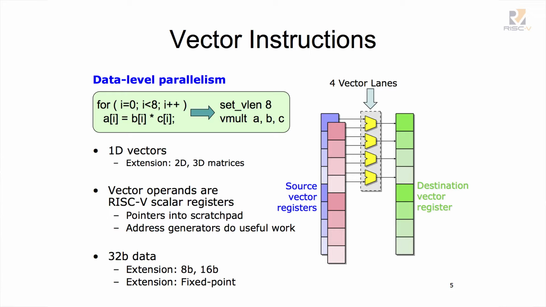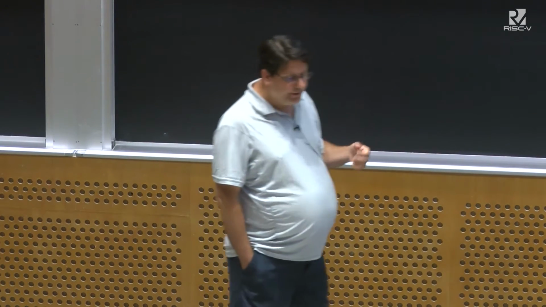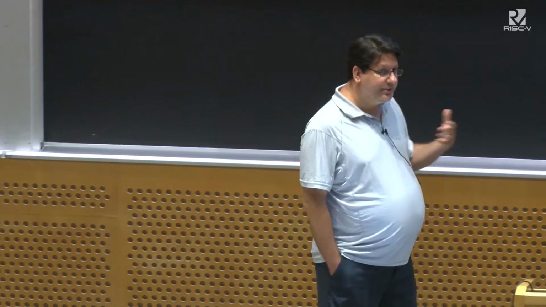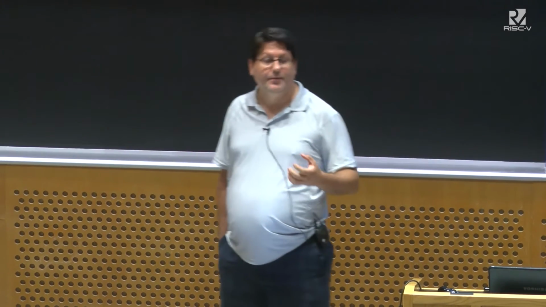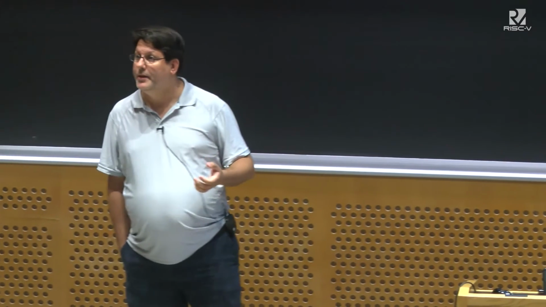In our case, they're just going to be scalar registers in the RISC-V, and they're going to contain pointers into the scratchpad. So the pointer is the starting address of the vector. This allows us to use the scratchpad very flexibly. We can have any number of vectors starting at any address of any length, and there are no restrictions in the ISA on that. The only difference is how big of a scratchpad you want to make in your implementation.